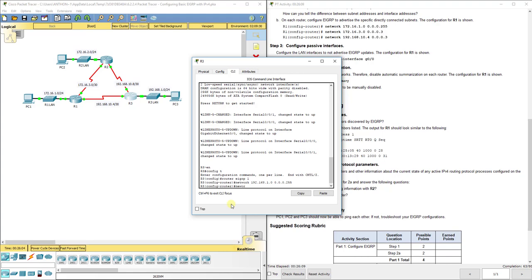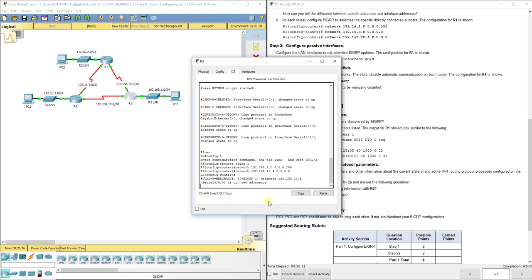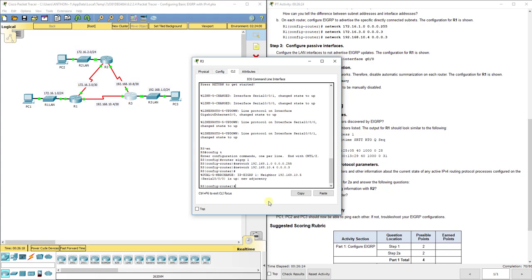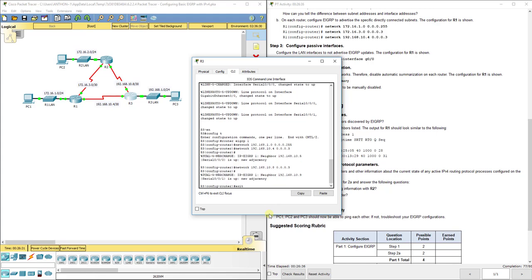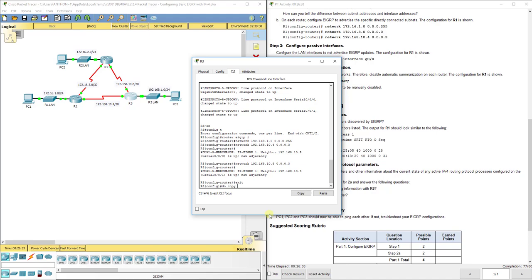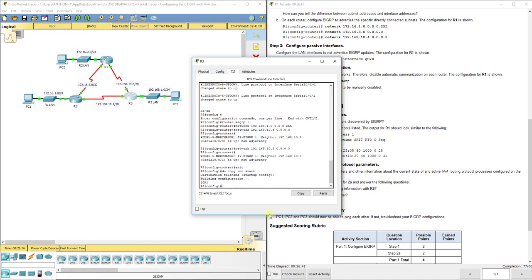It doesn't change. Network 192.168.10.4, that's the network that R3 and R1 share. It's a slash 30, so 0.0.0.3. And you start to see it form an adjacency there. And then lastly, network 192.168.10.8, 0.0.0.3. That's the network that R3 and R2 share. Hit enter, and we see it form another adjacency there. Then we'll do a do copy run start to save my changes.